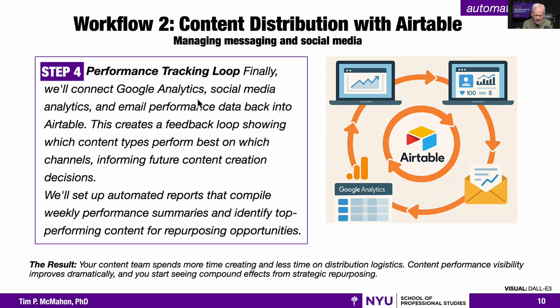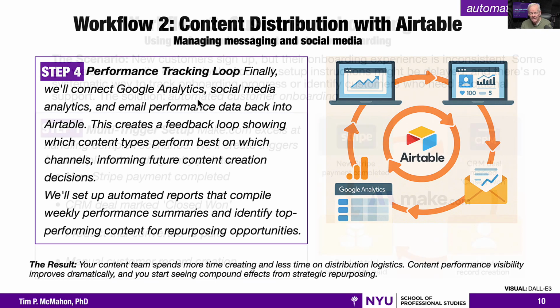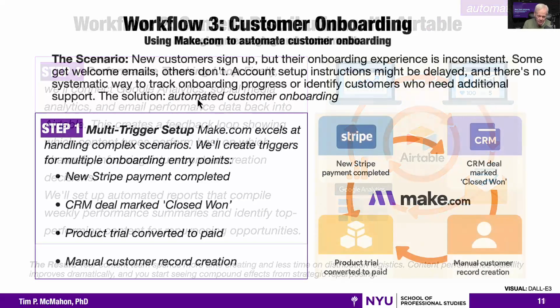The result of all this is your content team spends more time creating, less time on distribution logistics. Content performance visibility improves dramatically, and you start seeing compound effects from strategic repurposing.